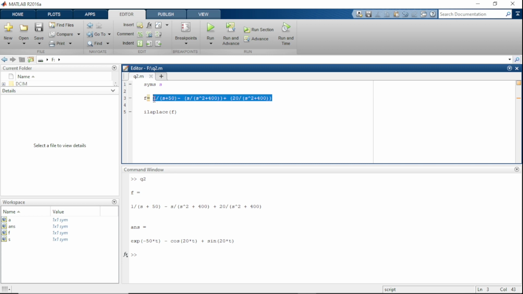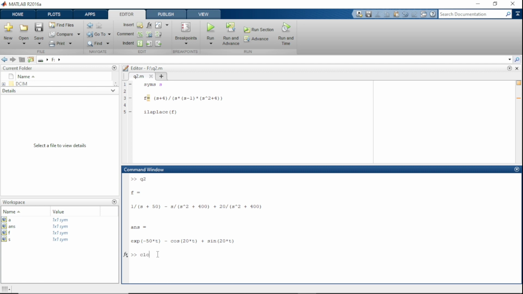Okay, so next one is f equal to (s plus 4) divided by s into (s minus 1) into (s square plus 4). So I am writing this. The numerator is s plus 4 and the denominator is divided by s. So I am taking a bracket here. S star means multiplication of (s minus 1) multiplication of (s square plus 4). Okay, now complete the bracket. So this is the numerator, that is s plus 4, and this is the denominator.